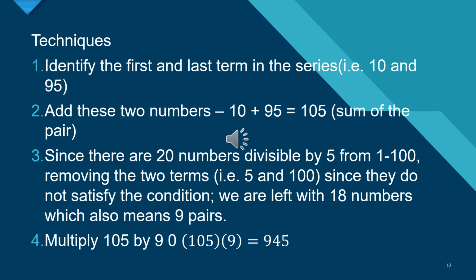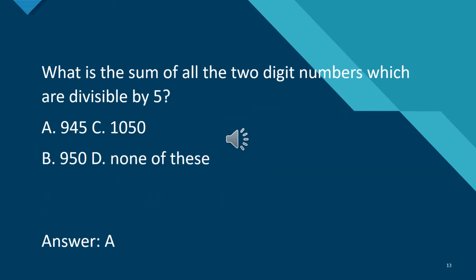So the next step is to just multiply 9, the number of pairs, by the sum of each pair, which is 105. So 9 times 105 will give us 945. And 945 is the sum of all two-digit numbers that are divisible by 5. Therefore, the correct answer is letter A, 945.